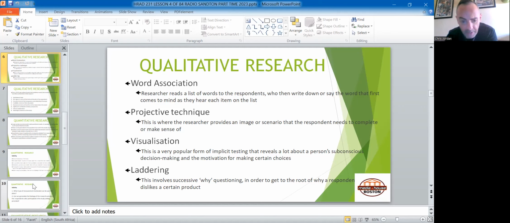So visualization. This is a very popular form of implicit testing that reveals a lot about a person's subconscious decision making and motivation for making certain choices. Visualization is understanding further why people are saying to you what they're saying. There are many reasons why. So let's say we decide, like here we're doing virtual teaching or whatever it is.